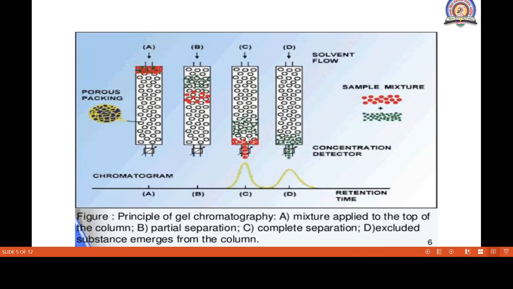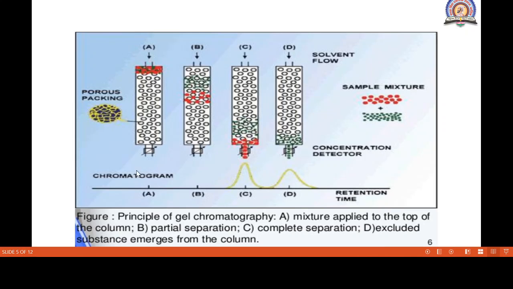So in the third column, what happened? The complete separation takes place. So greens are at the top and this red one is at the lower side. This red one has a larger size, that's why it is eluted first, while this green has a very small size, so it is eluted last. So at figure D, the last, smaller molecules are eluted. Here the size is also given. The sample mixture contains this larger red colored molecule, while this is a smaller green colored molecule.